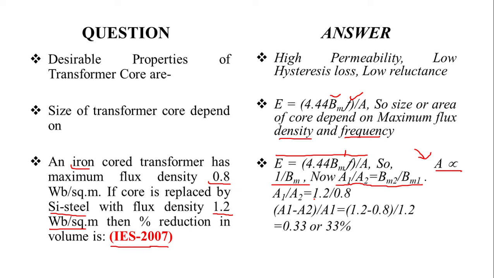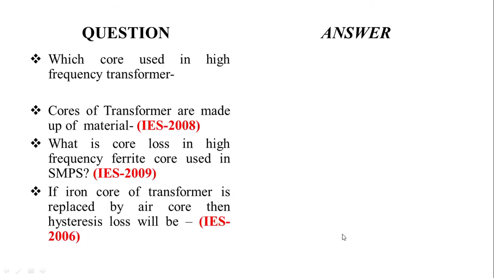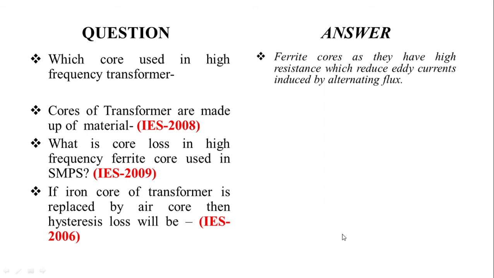If we put these values, then we get A1 by A2 equals 1.2 by 0.8. On solving this, we get 33% answer. It means percentage reduction in volume is 33%. Next question is which core is used in high frequency transformer? So ferrite core is used in high frequency transformer.